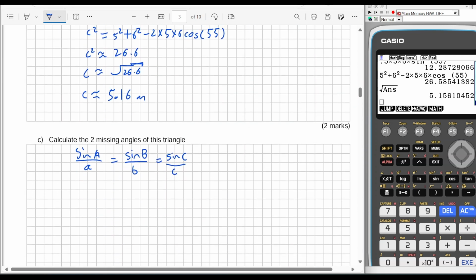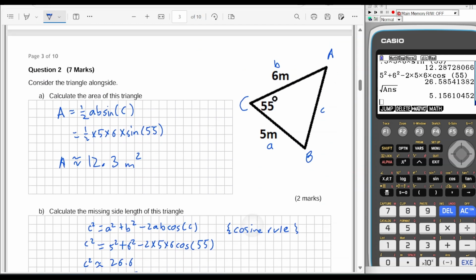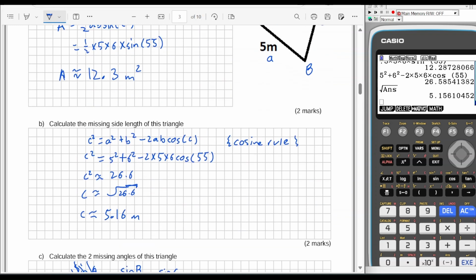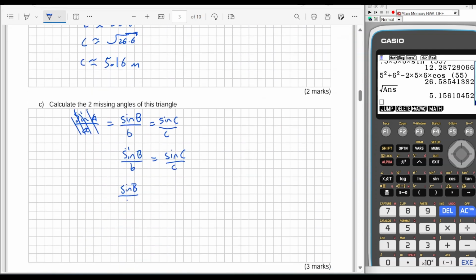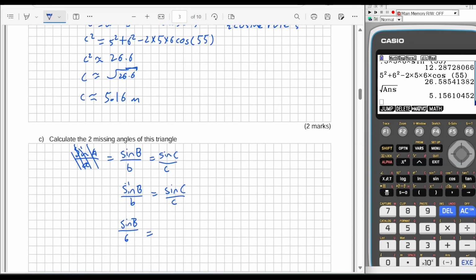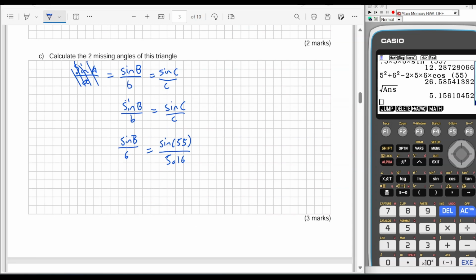So basically I'm just going to get rid of that sine A bit there. So I'm left with sine of B over B equals sine of C over C. And then we should know 3 out of 4 of those things. So I don't know big B, so I'm just going to leave that sine of B over. I do know what little b is, it's 6. I do know what big C is, it's 55. And I do know what little c is, we just worked it out. So 5.16. Okay, well, that's good.